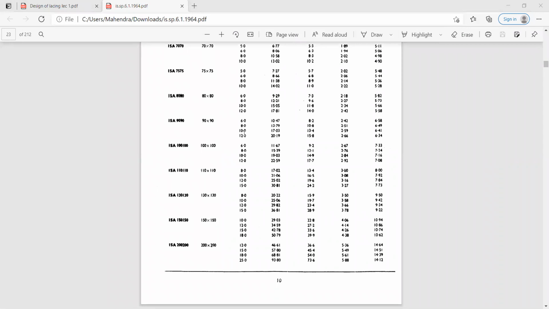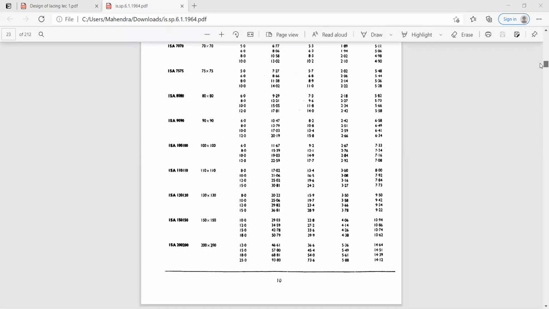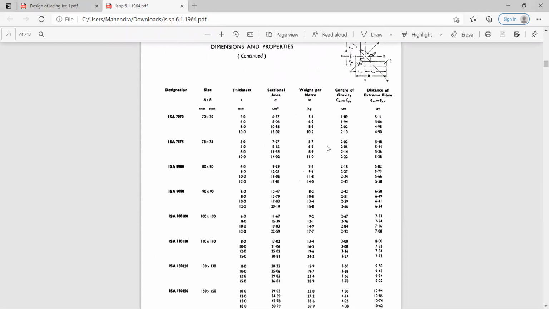So ये 90 by 90 by 10 के लिए आपको कौन सी वैल्यूज चाहिए? आपको सबसे पहले IXX and IYY चाहिए. उससे भी पहले आपको क्या चाहिए? You want area. So see, this is the column for the area, that is the sectional area. So 90 by 90 by 10 के लिए आपकी area कितनी है? That is 17.03. That is 1703. We have taken 1708. So one and the same thing.